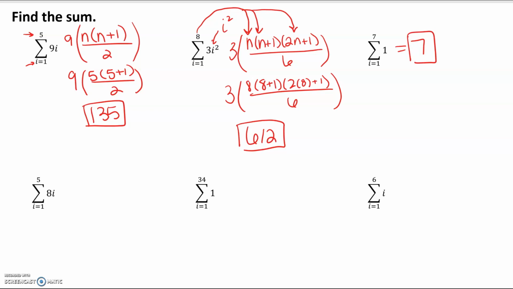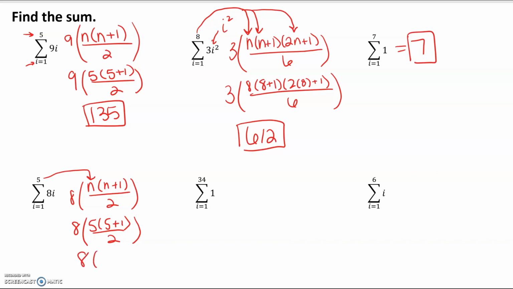Okay, on the bottom, this is very similar to that first question at the top of the page. So I'm going to take 8 times n plus 1 over 2, and this time my n is a 5. So I have 8 times 5 times 5 plus 1 divided by 2. If you're separating them, remember you can always do that separately. So if it's easier for you to do the parentheses first and then plug it in, you have 8 times 15, which gets you to 120.